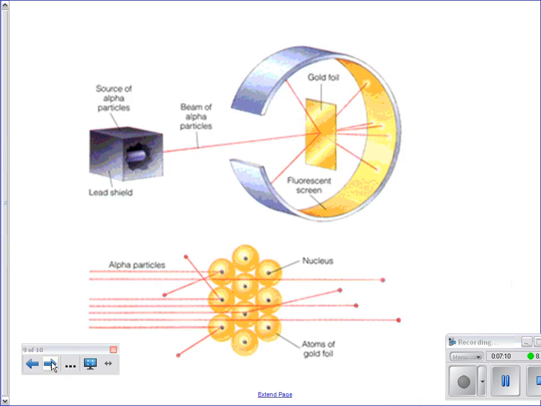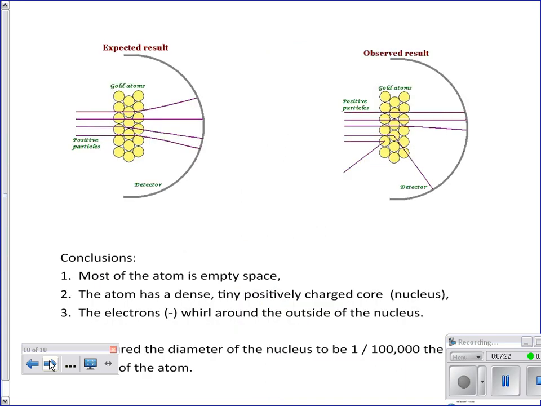So here's a closer up view of it. Again, most went straight through. It was these particles that perplexed him or really startled him. He did not expect that. So of course what that shows is that, again, we've got our expected and observed results. What that shows is that, yes, most of the atom is empty space, just like he thought, and the atom has a really dense, really tiny, positively charged core. So that's what he found out from that.